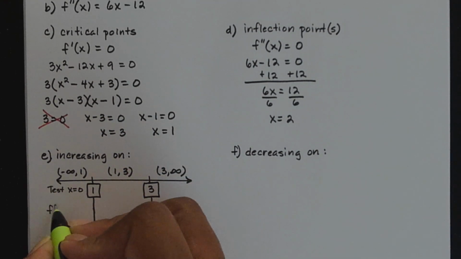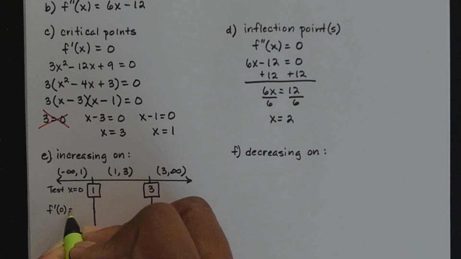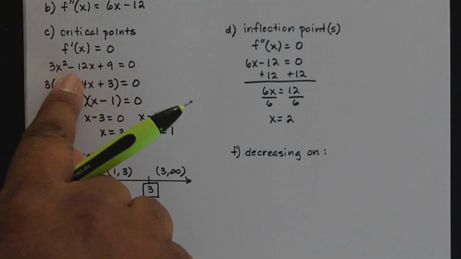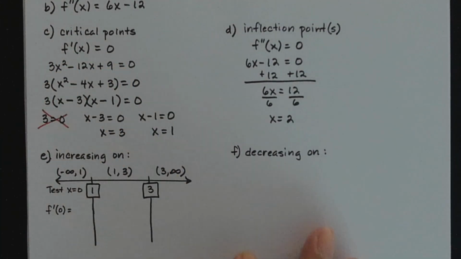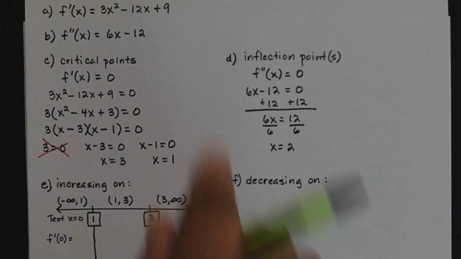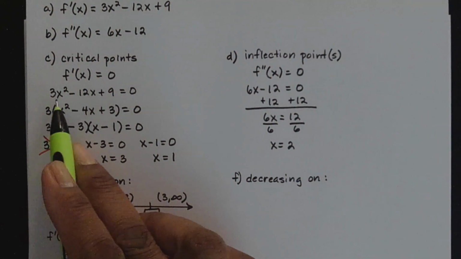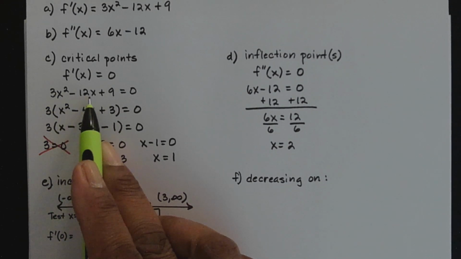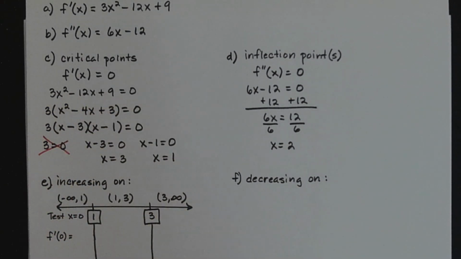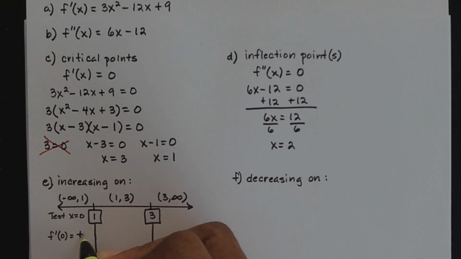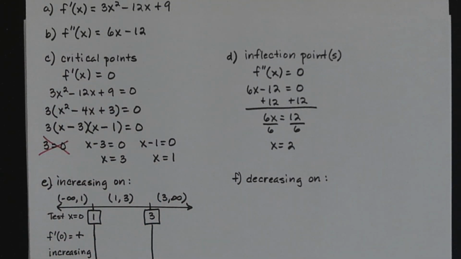And then substitute f prime of 0. Let's substitute 0 into the f prime of x function, which is up here. So if x is 0, I'm going to have 0 minus 0, that's 0, plus 9, which is 9, which is positive. So that means from negative infinity to 1, it's increasing. The graph of the function will be increasing on that interval, negative infinity to 1.